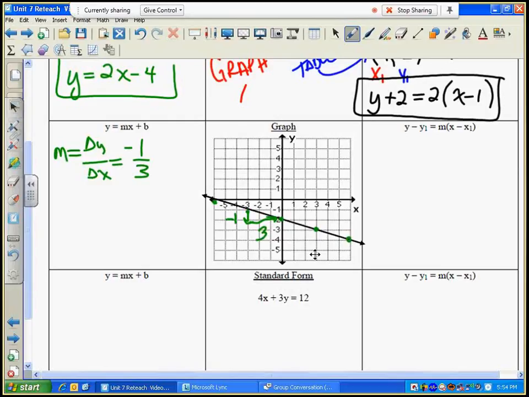There's my slope. Okay, next, we have to look and see where that line crosses the y-axis. It crosses it right there at -2. Well, that tells me that my b is -2. Well, we have enough information now to write our equation.